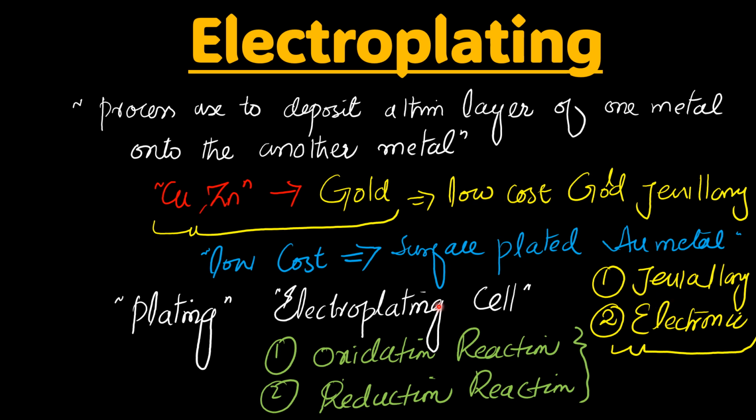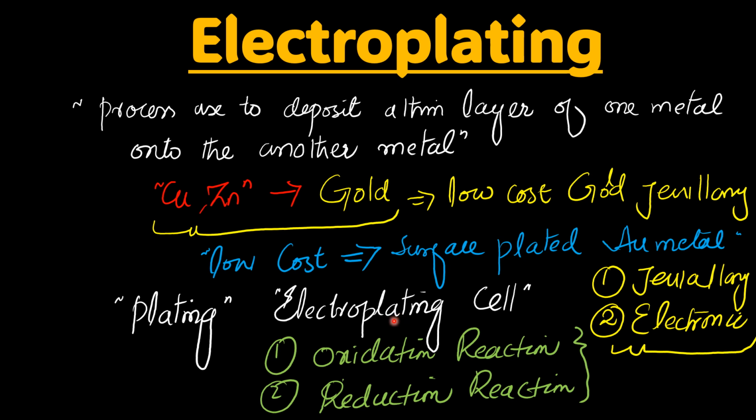When you see that some jewelries are low cost, and they sound like gold, usually they are electroplated. They are composed of low cost metal like copper and zinc, but they are electroplated with costly metal like gold. So the device in which electroplating is performed is known as an electroplating cell.